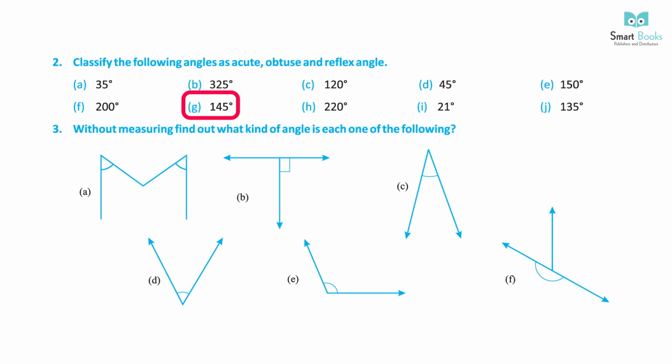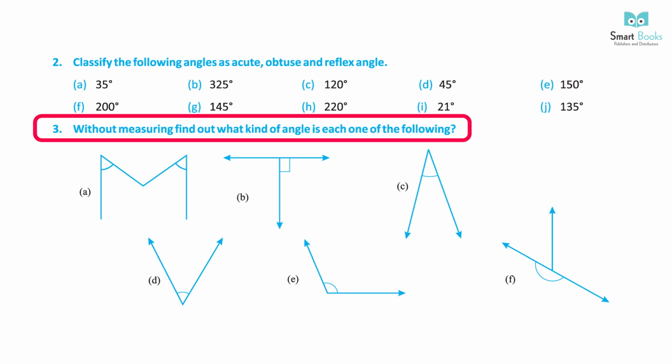G. 145 degrees. Solution. Obtuse angle. H. 220 degrees. Solution. Reflex angle. I. 21 degrees. Solution. Acute angle. J. 135 degrees. Solution. Obtuse angle.